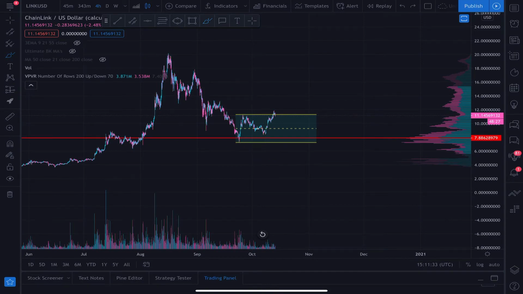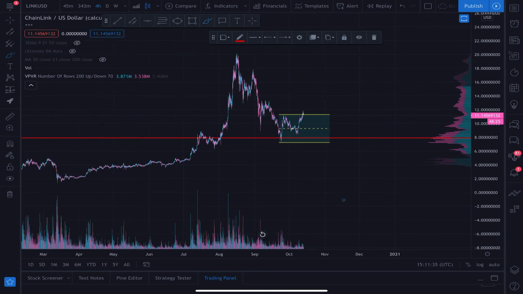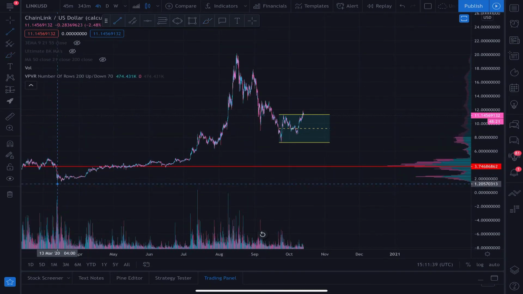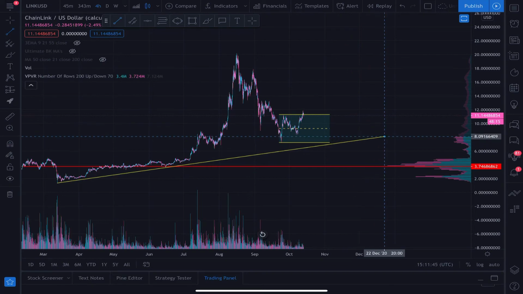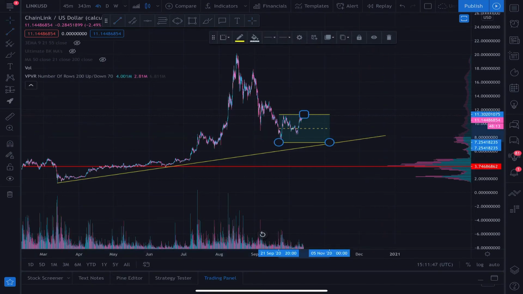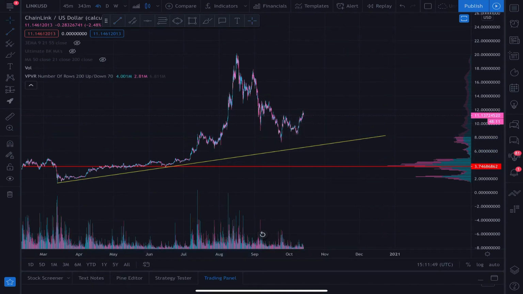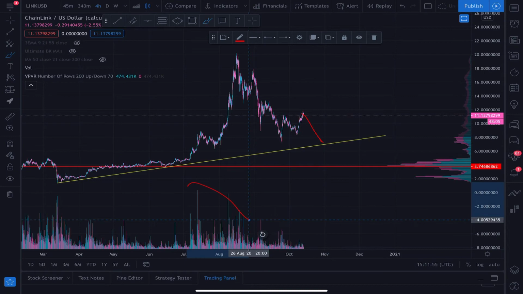If we do see that, I would imagine that we would probably get, and people aren't going to like this, but you always have to look at both cases. We do have this long-term consolidation from way back in the day. We could come down and meet these levels down here. So that would be our final rejection. The only reason I'm saying that is because of the declining volume. We haven't had a huge volume spike to indicate a true seller's climax.